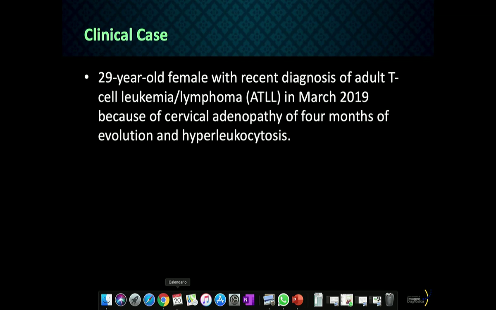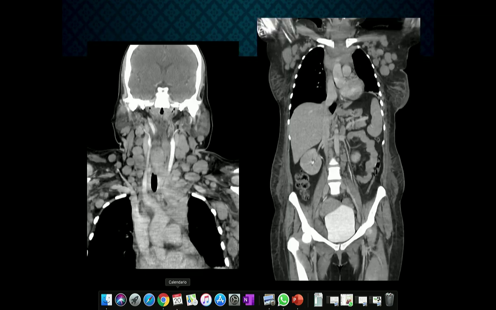So the clinical case is a 29-year-old female with a recent diagnosis of adult T-cell leukemia lymphoma, known as ATLL, in March 2019, because she had 4 months of cervical adenopathy and hyperleukocytosis. An enhanced CT of the neck, the thorax, and the abdomen was performed, where you can see practically all over the body enlarged lymph nodes at all levels of the cervical area, bilateral.